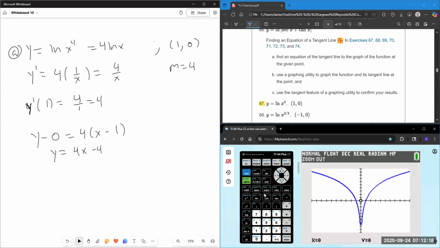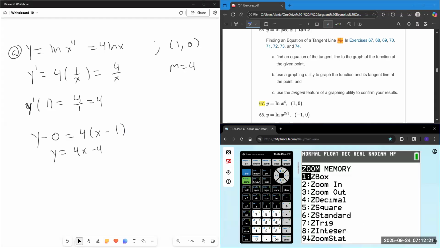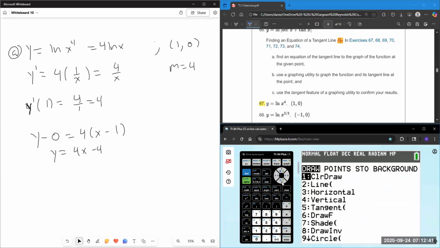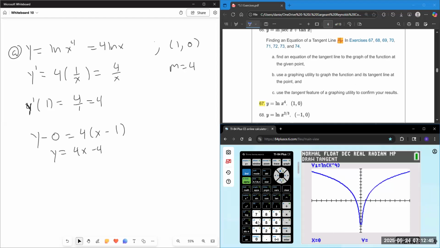Zoom 6. Okay, there it is. Now, use the graphing utility to graph the function and its tangent line at the point. So, second, draw, tangent at x equals 4, and there it is.